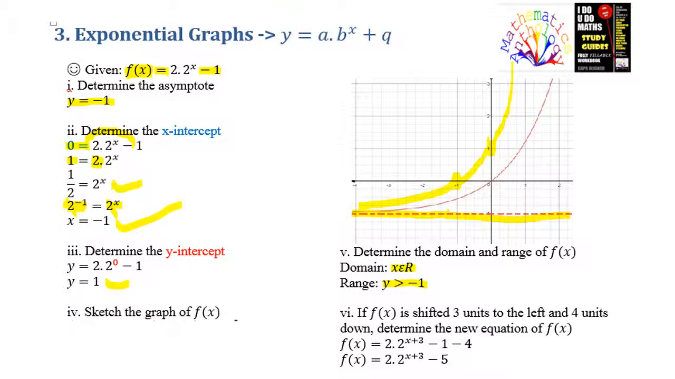The next one, if f of x is shifted 3 units to the left and 4 units down, determine the new equation of f of x. So 3 units to the left affects the x value. If I'm moving to the left, I need to add 3, as we have here. So that becomes 2 times 2 to the power of x plus 3. If we're moving 4 units down, we need to minus 4 at the end of the equation. So that becomes negative 1 minus 4, which is negative 5. So this is my final equation for f of x at the bottom here. 2 times 2 to the power of x plus 3 minus 5.